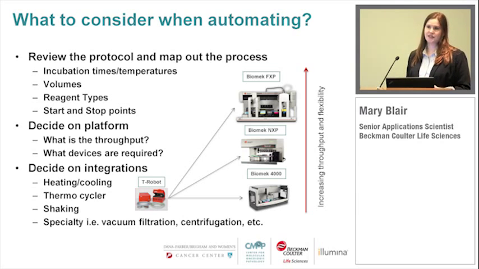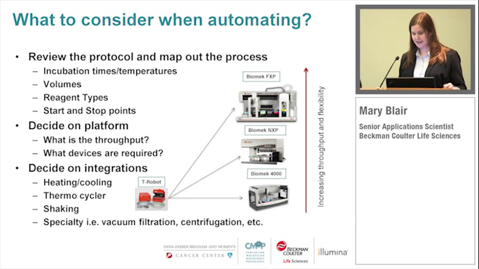And then for integrations, there are several things that we can integrate. For heating and cooling, we have several different Peltier options. There's an automation-friendly thermocycler that we can put on deck. There's various devices that we can put on there for shaking. And there's also the specialty things like vacuum filtration and centrifugation if that's needed.